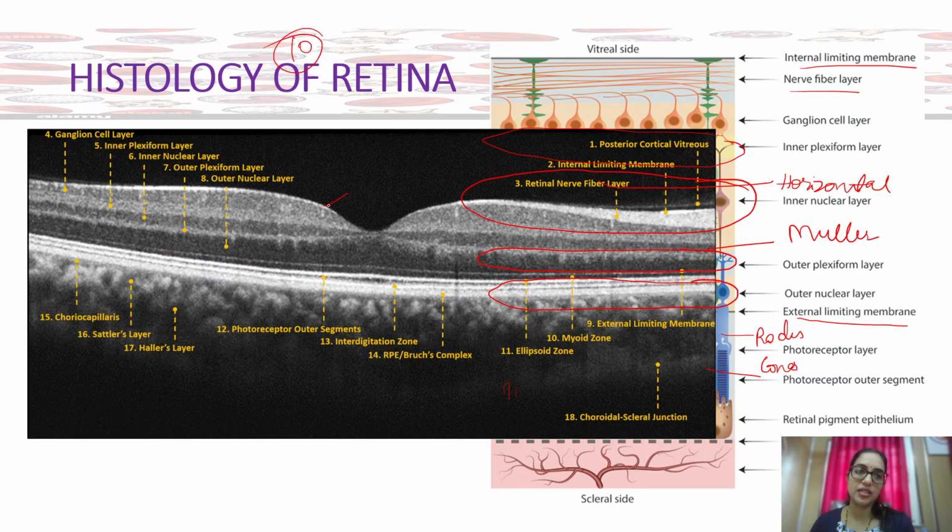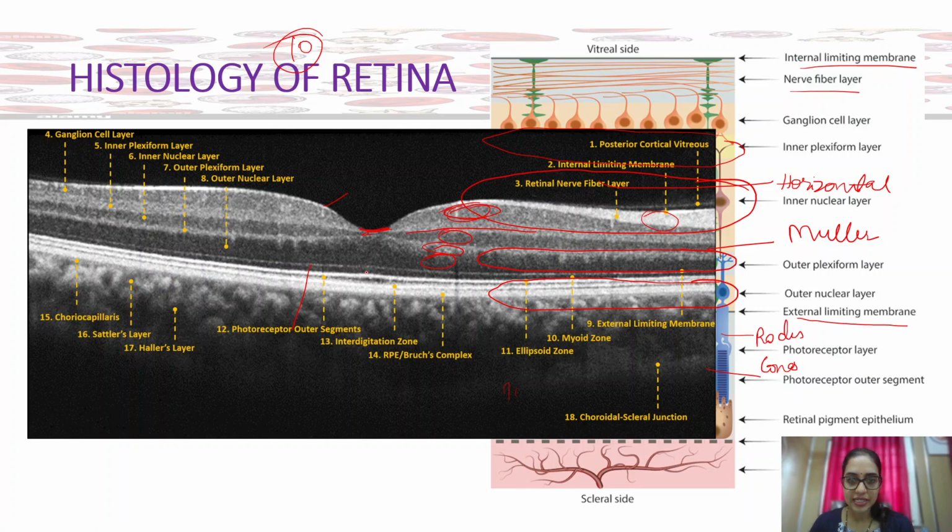So internal limiting membrane. Then here the bright one is the nerve fiber layer. Then this is the ganglion cell layer here. If you can see, it's absent here. This is the fovea. It's absent here. It is very thick here and it's absent here. Then you have the inner nuclear layer, inner plexiform layer, the inner nuclear layer, the outer plexiform layer, outer nuclear layer. Okay, and here you have something known as the external limiting membrane.